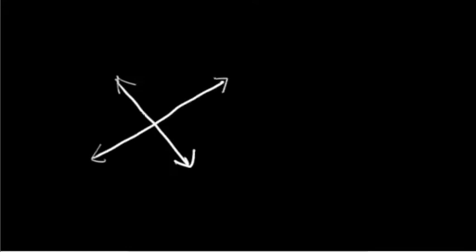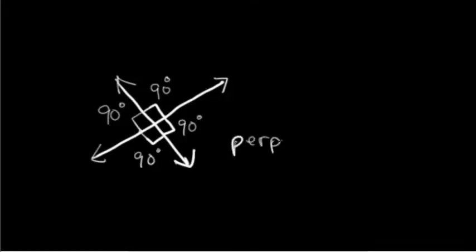Now lastly, what we can have happen is we can have two different lines that intersect with each other. But when they intersect with each other, they create four right angles. And if you remember, a right angle measures 90 degrees. And when this happens, when we have two lines that intersect and they create 90-degree angles, we call them perpendicular lines.